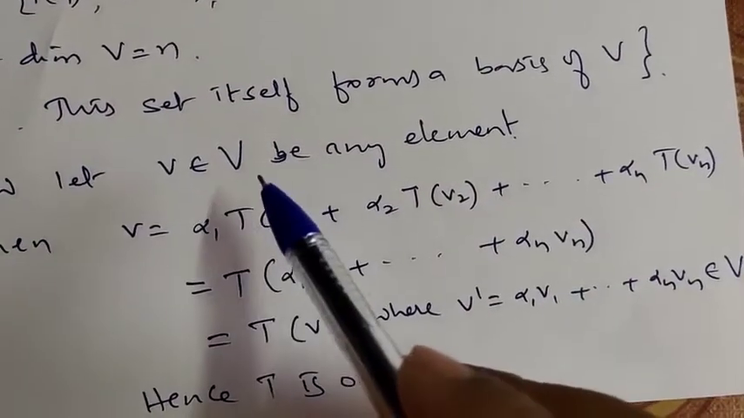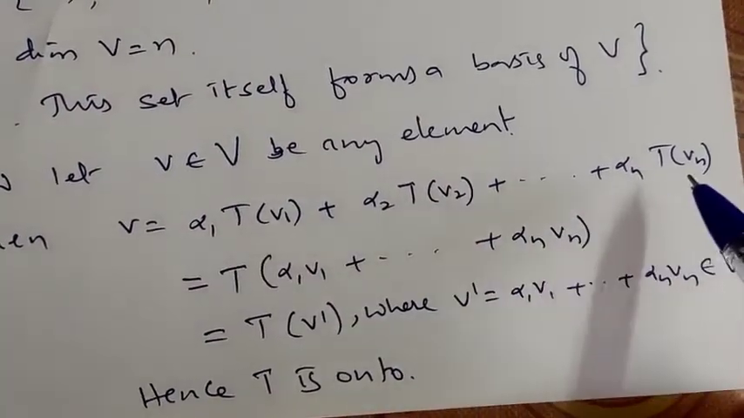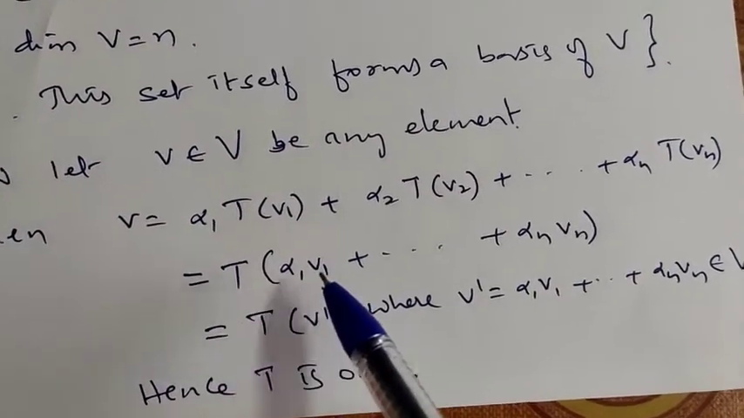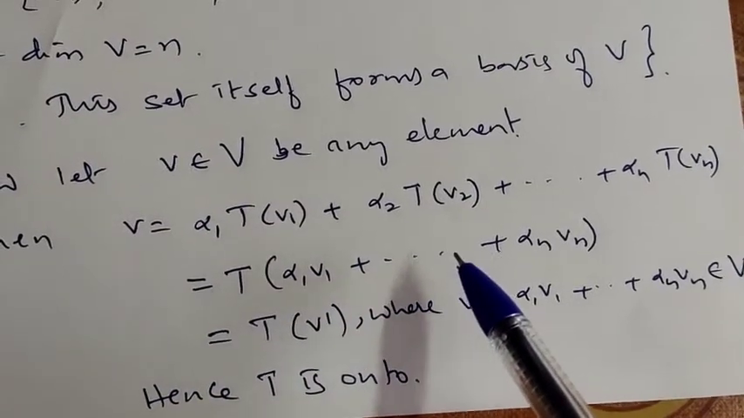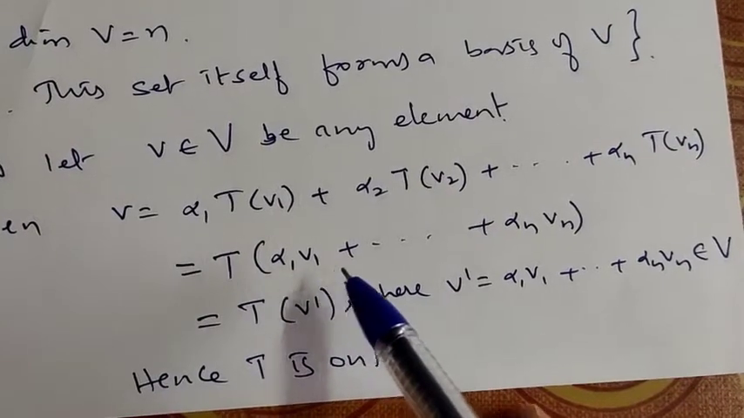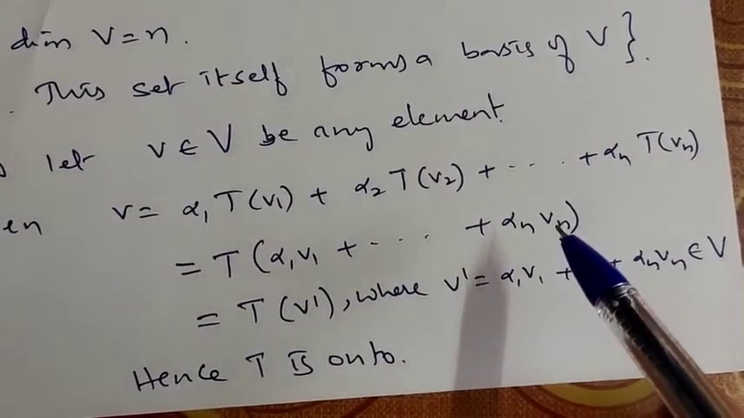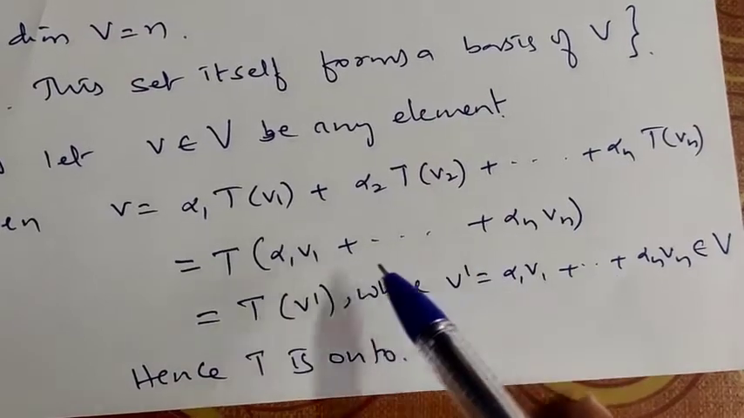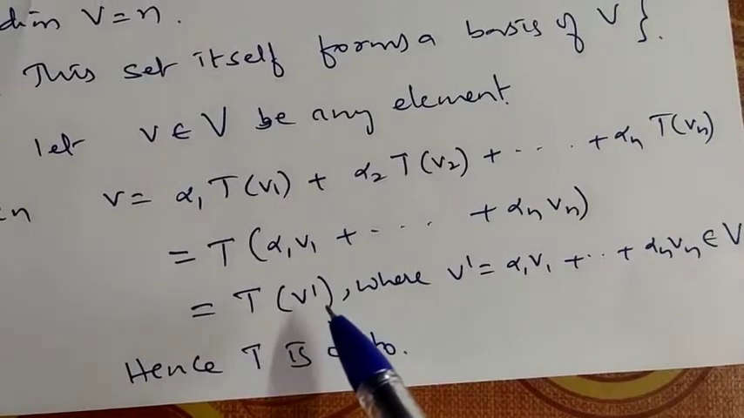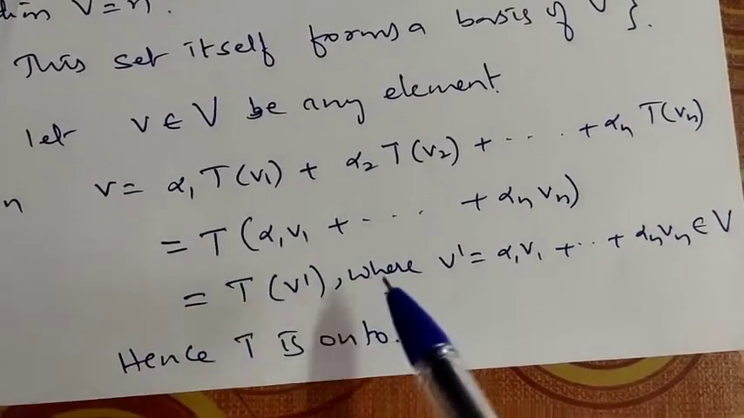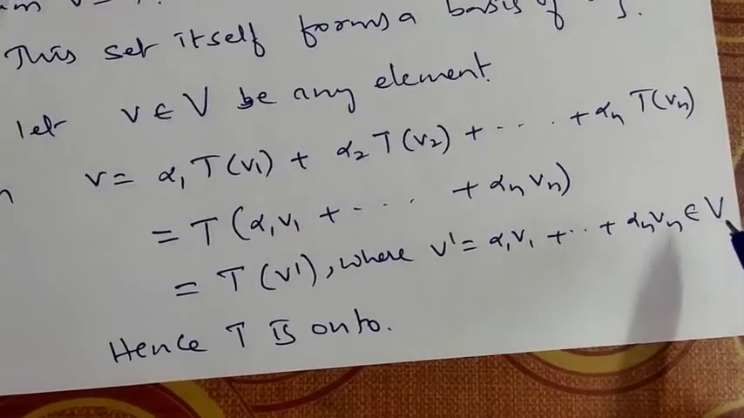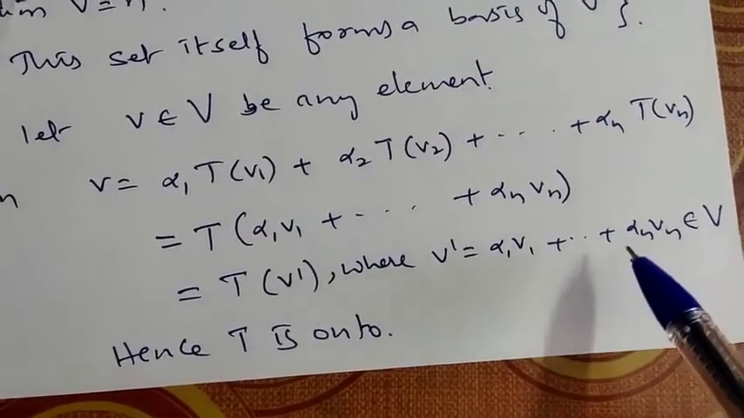That means an element of V can be written as a linear combination of basis elements. Since T is linear, this is equal to T of alpha 1 V1 plus alpha 2 V2, etc., alpha n Vn. That is a linear combination of basis elements of V. That vector I can take to be v dash. So T of v dash is equal to v, where v dash is alpha 1 V1 plus alpha 2 V2, etc., alpha n Vn, which belongs to V because it is a linear combination of basis elements.